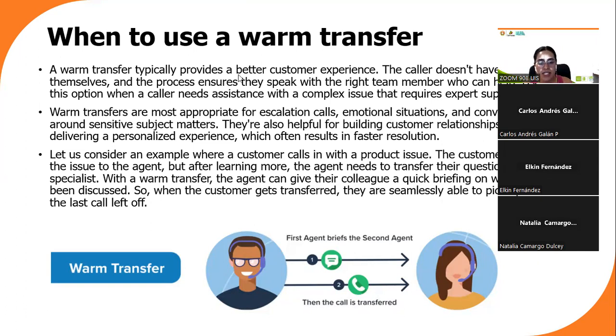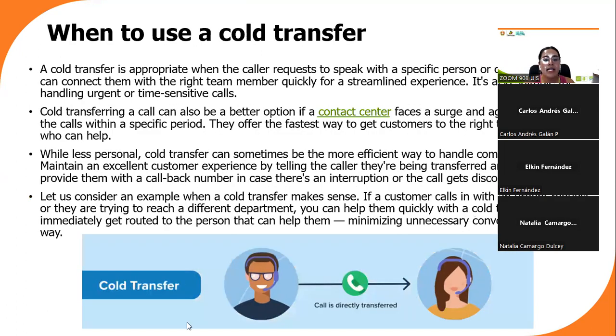So, well, that is in summary a warm transfer, okay? Now, let's take a look at a call transfer. What is a call transfer? Sylvia, can you read the first paragraph here?